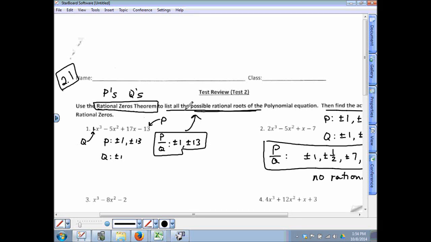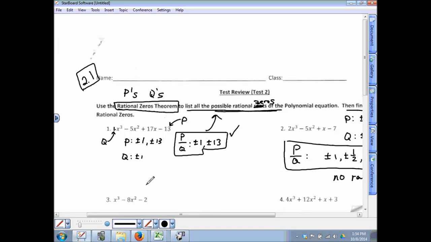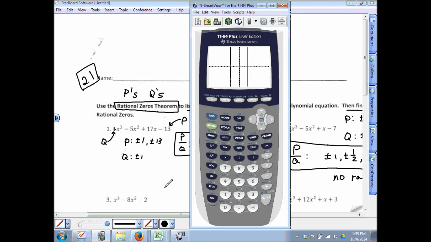So this answers this part of the question, listing all the possible rational roots. Roots is the same as zeros. So you have to have this list on here to get credit for that part of the problem. The other part of the problem says then find the actual rational zeros. So the quickest way to do that, the way I've been showing you all unit, is to get on your graphing calculator, type it in, and graph it.